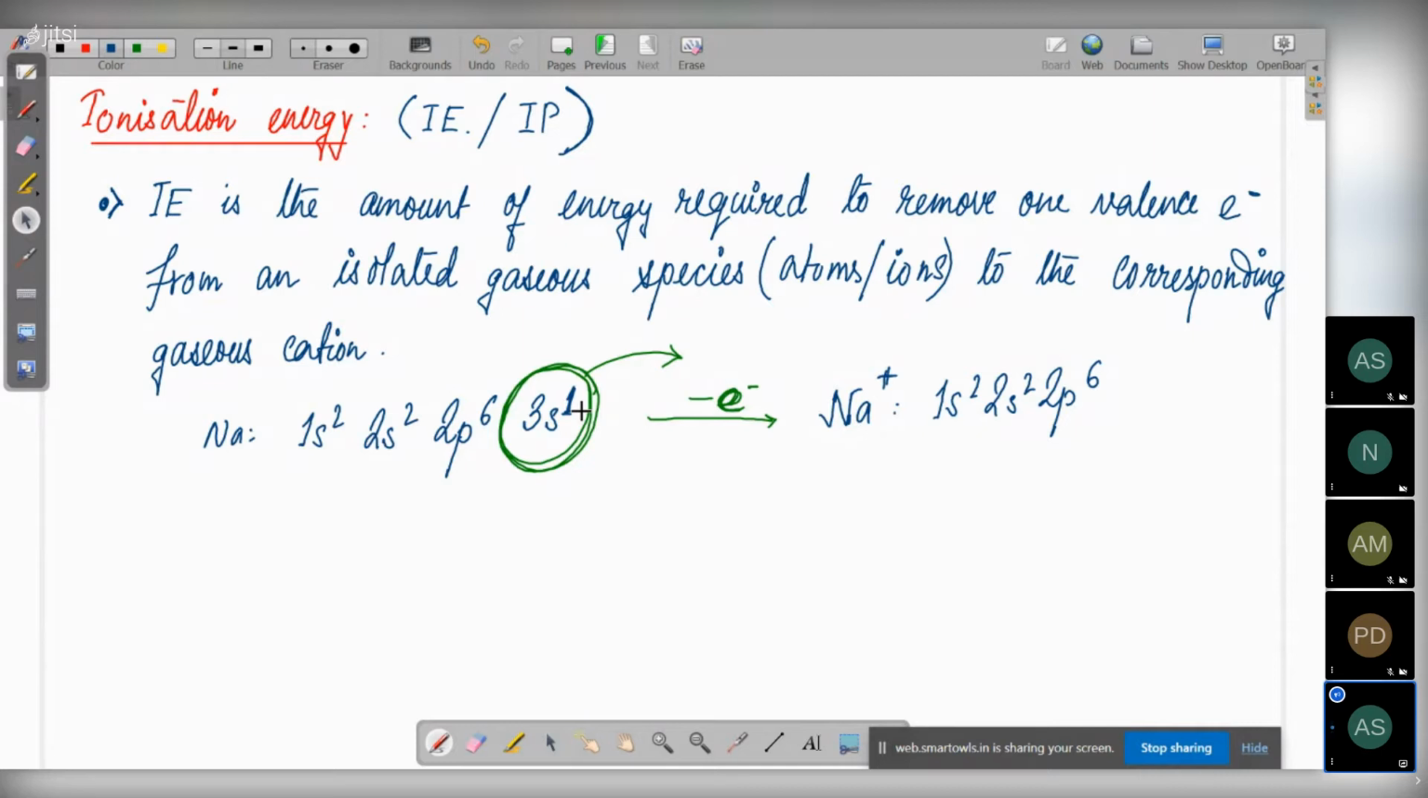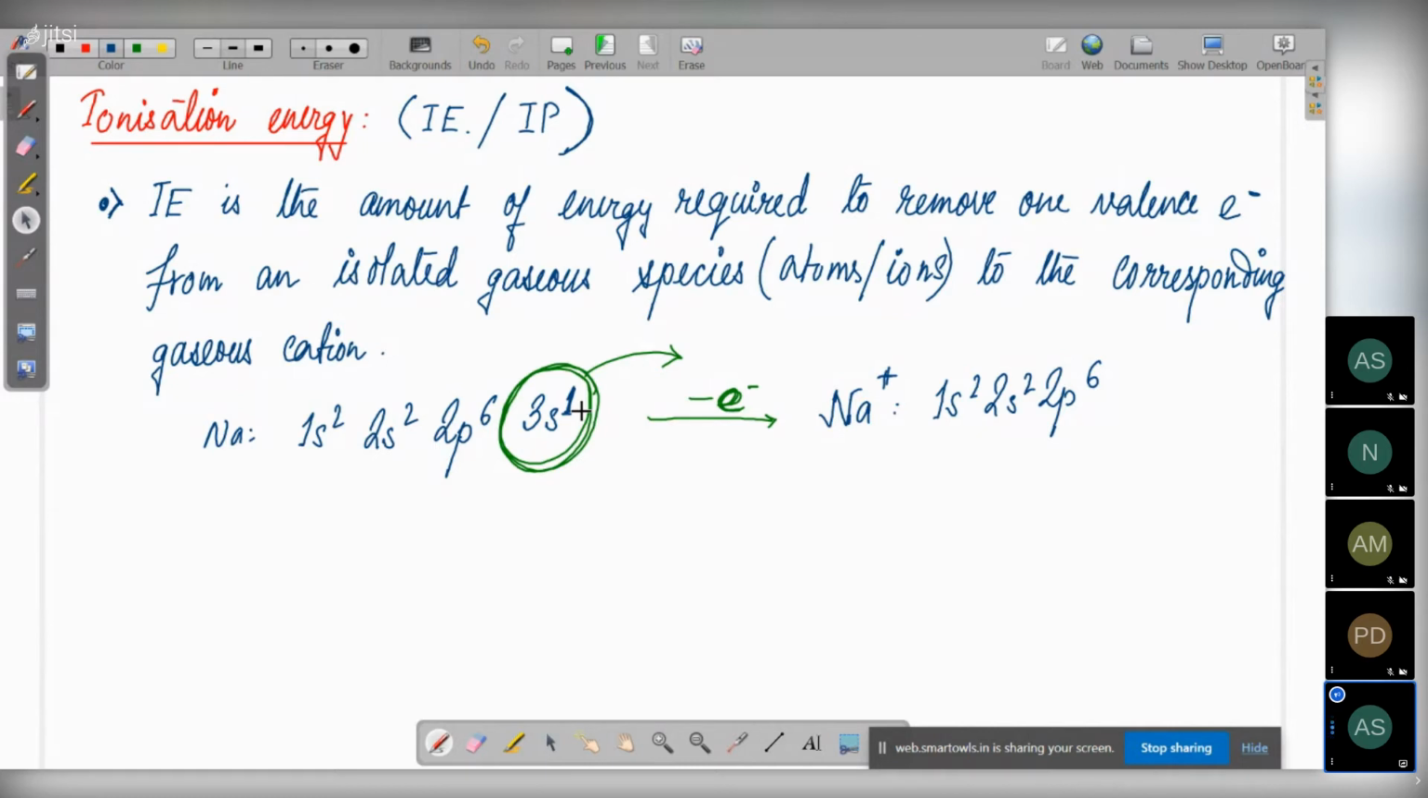So ionization energy is very simple. If I want to remove the outermost electron, then the amount of energy that I need to supply is called the ionization energy. What is ionization energy? It is the energy required to remove the outermost electron from an isolated gaseous species. Why species? Because it might not always be a neutral atom. We can do it to other ions also. So that is why we write a general term, isolated gaseous species, so that both atoms and ions are included in my definition.